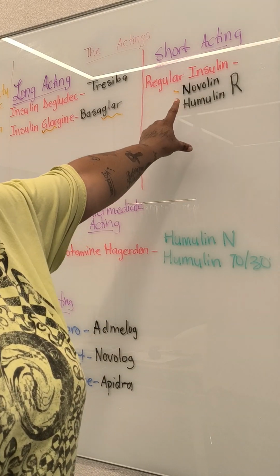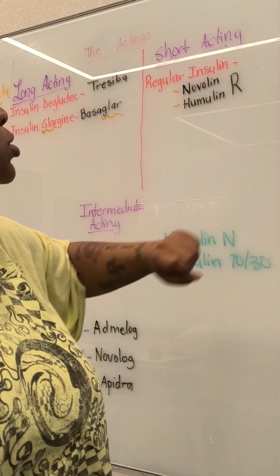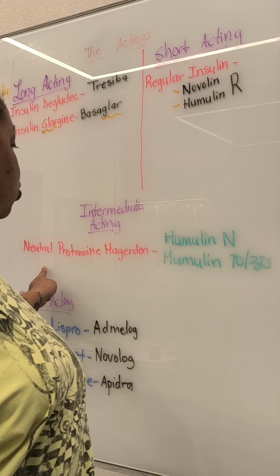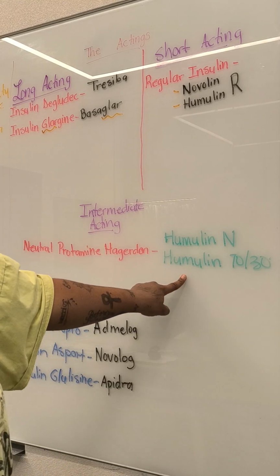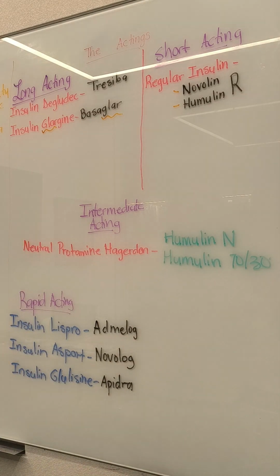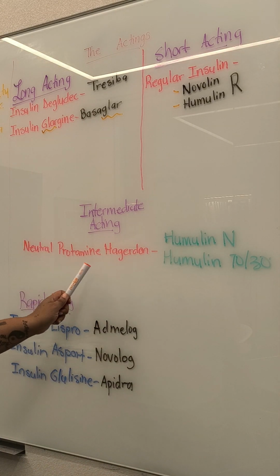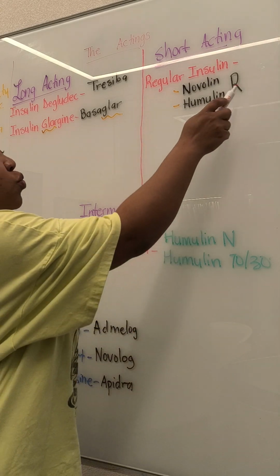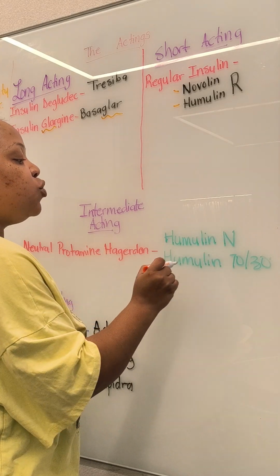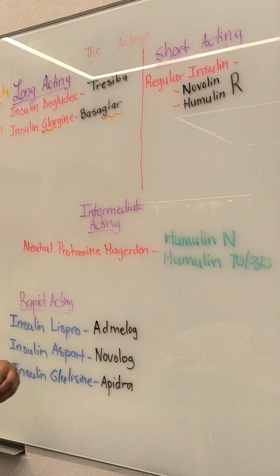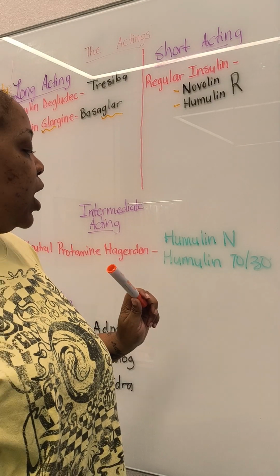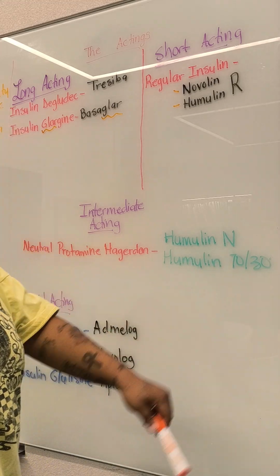So regular insulin is Novolin R and it's also Humulin R. Now, but intermediate acting insulin, which is neutral protamine hagedorn, is Humulin 70 over 30 or Humulin N. So if your doctor prescribes neutral protamine hagedorn, I cannot give you Humulin R. That's not the correct insulin. I have to give you Humulin N or Humulin 70 over 30. So, intermediate acting neutral protamine hagedorn, Humulin N, another brand name is Humulin 70 over 30.